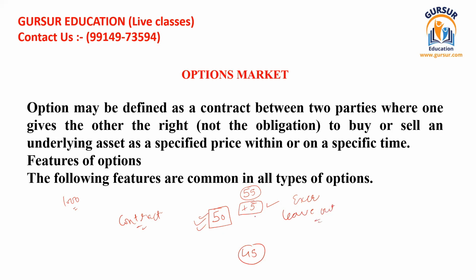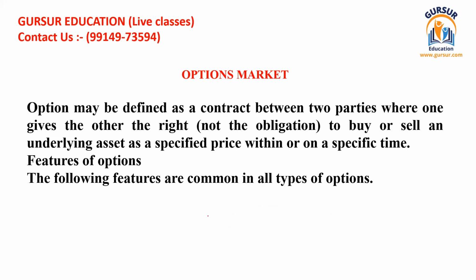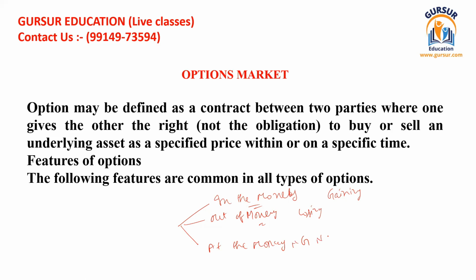Okay, because in the option contract there are three situations actually. These are the situations of in the money. So in the money is the situation when you feel that you are gaining the amount. The next position is out of the money, when you feel that you are not gaining, rather you are losing. Then the last is at the money, when neither you are losing nor gaining. Neither gain nor loss.